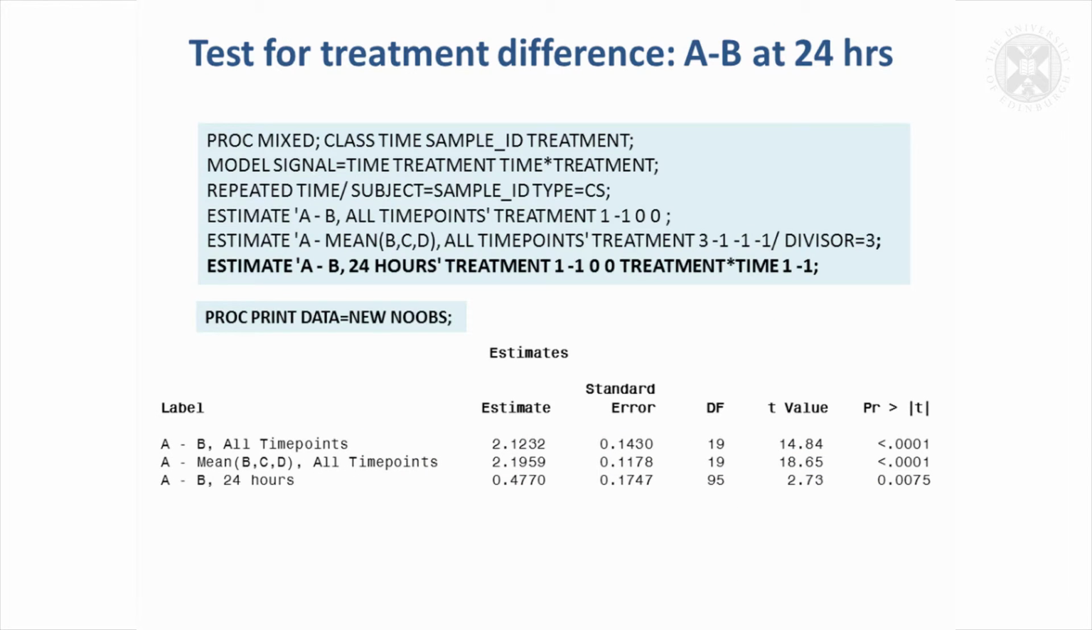You might want to just get the treatment difference at one of the time points. So for example at 24 hours, which was the first time point, we could add this statement in here. So now we need to bring in the interaction term. We've said the treatment is 1 A minus B and nothing for C and D. And we now need to pick it out at the first time point by having a 1 minus 1 coming in here, and all the other time points are 0. And it adds it in as a row here.